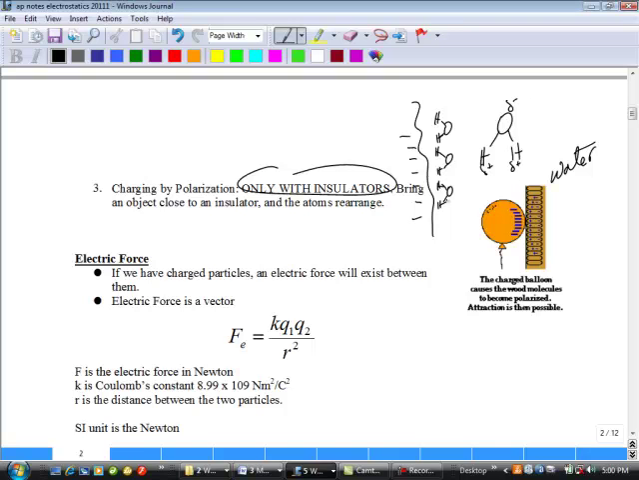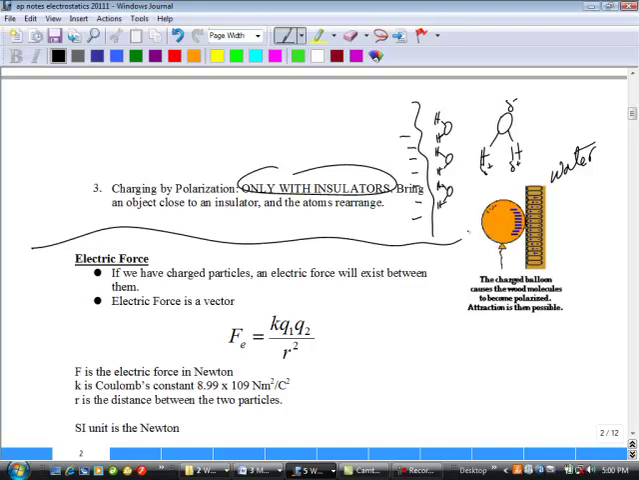Okay, you need to know those three examples of charging: contact, induction, and polarization. There have been a couple of free response problems where you have to identify these parts. So hopefully that makes a little bit of sense to you.